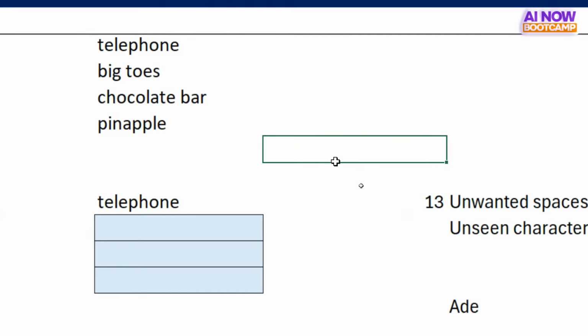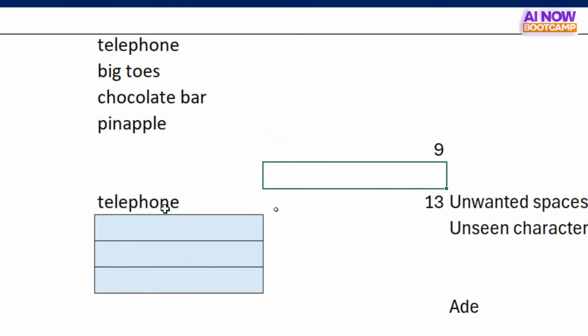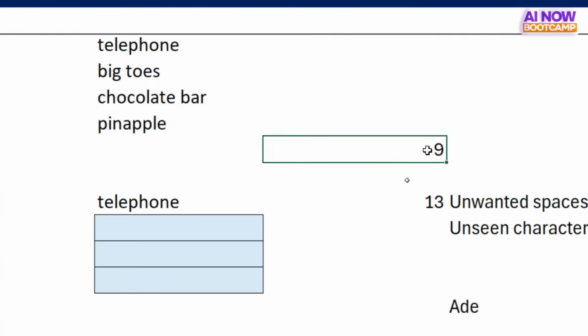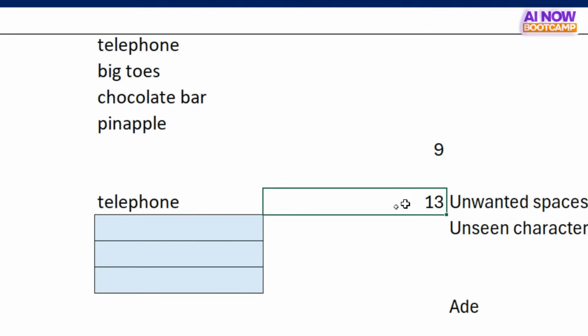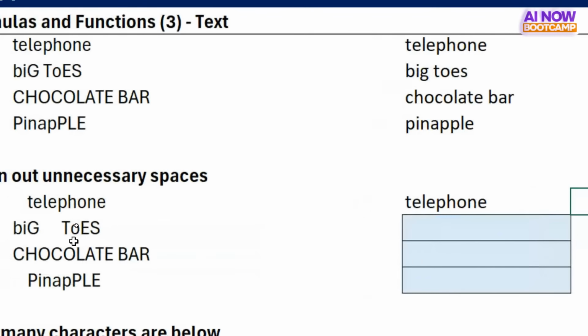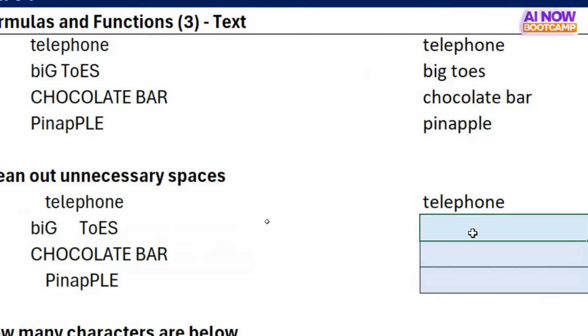Let's do something. I will do equal to LEN. I'll select this clean telephone, hit enter, and now this tells us that we have 9 characters, whereas the original text has 13 characters. Big tools, the same thing will happen to them.